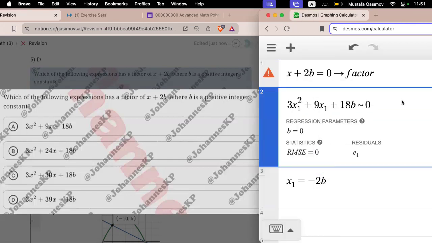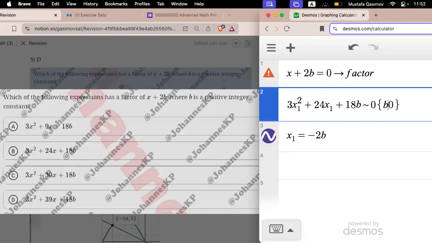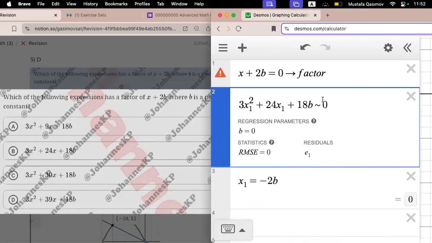It says that b is a positive integer, so let's write here b is greater than 0. So you can see that we get something like that. It means that it is just 0, not a positive number. Let's select b. When you write b here, we will get also something like that. Probably it doesn't prefer this equation also. So let's try to use another method.